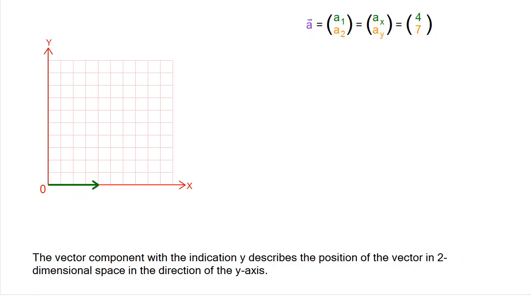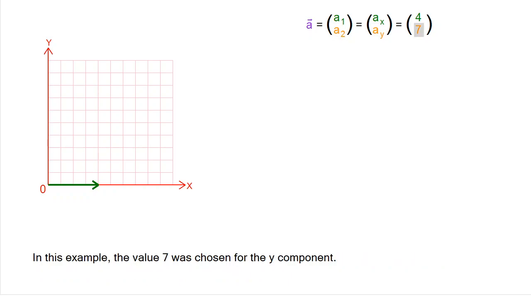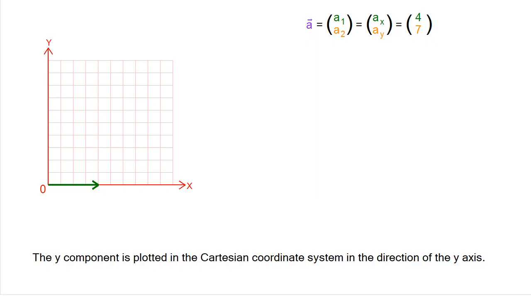The vector component with the indication y describes the position of the vector in two-dimensional space in the direction of the y-axis. In this example, the value 7 was chosen for the y component. The y component is plotted in the Cartesian coordinate system in the direction of the y-axis.